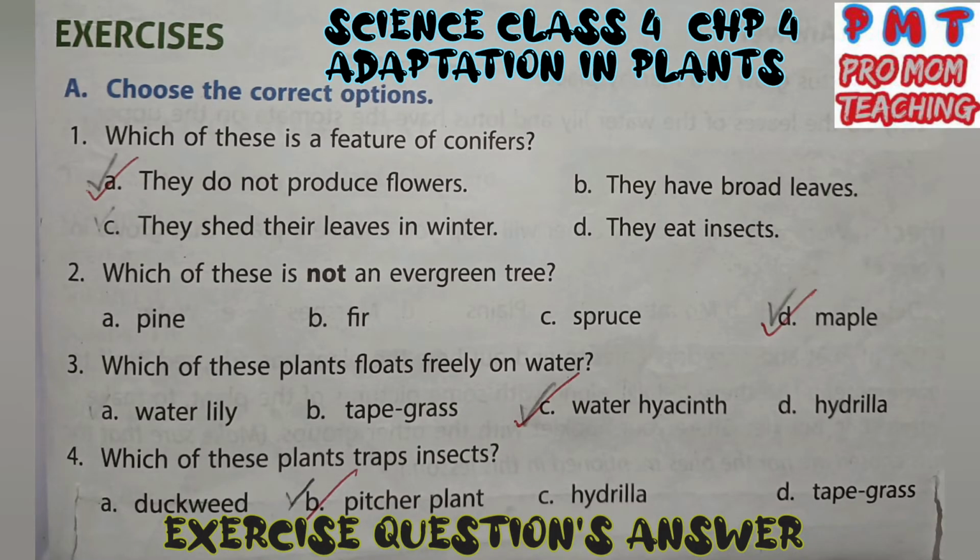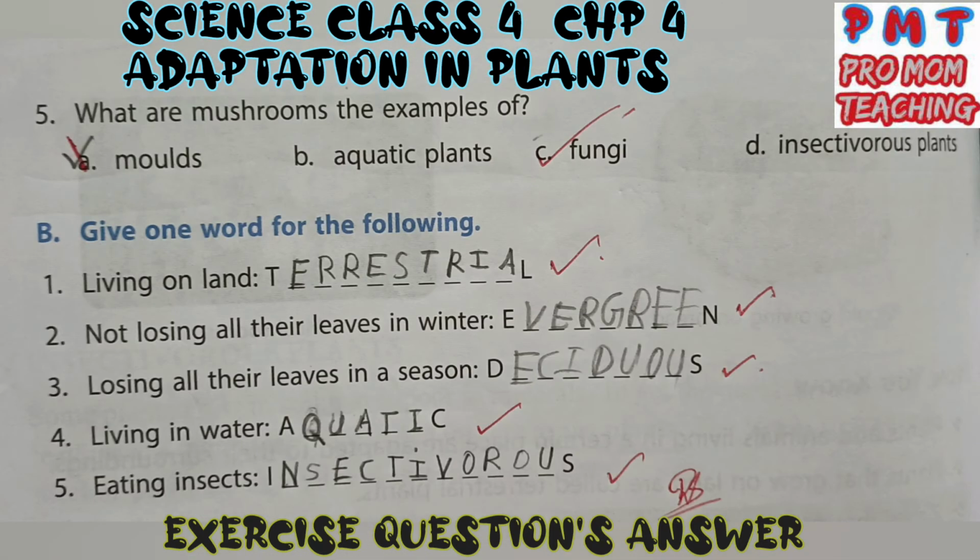Choose the correct options. First, which of these is a feature of conifers? Tick A, they do not produce flowers. Second, which of these is not an evergreen tree? Tick D, maple. Third, which of these plants floats freely on water? Tick C, water hyacinth. Fourth, which of these plants traps insects? Tick B, pitcher plant. Fifth, what are mushrooms examples of? Tick C, fungi.